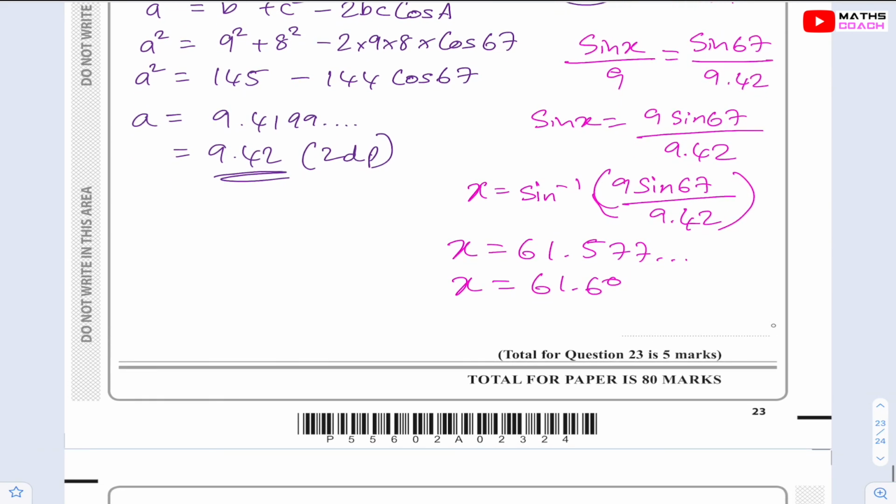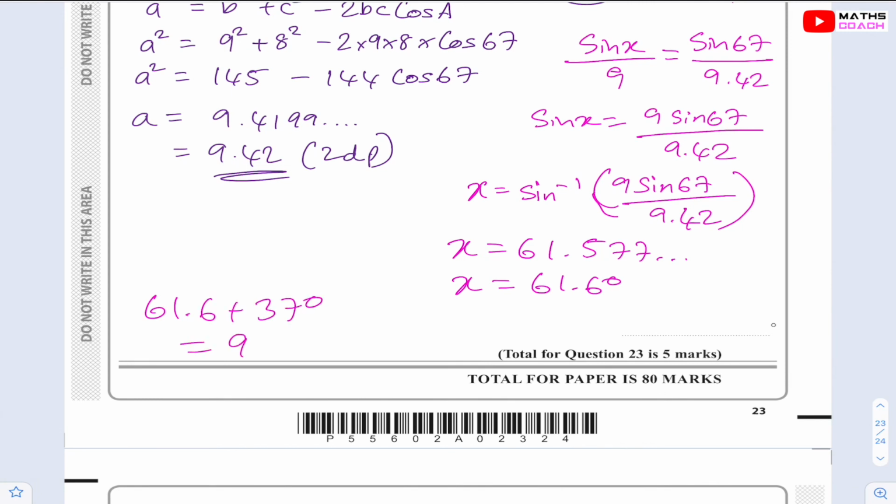So that leaves us with just adding 61.6 to the 37 degrees, which gives us 98.6 degrees. And as a bearing, it would be 099. We have to round up appropriately and give it in 3 digits. And that brings us to the end of the paper.